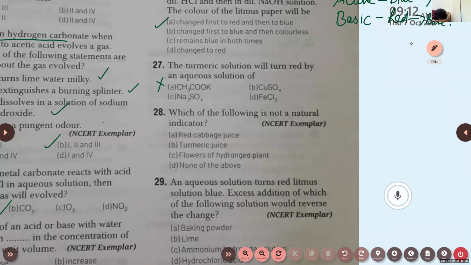None of the above. So these all are natural indicators: red cabbage juice or red cabbage leaves, then turmeric, flowers of hydrangea plant. These all are natural indicators. So the correct option is none of the above.